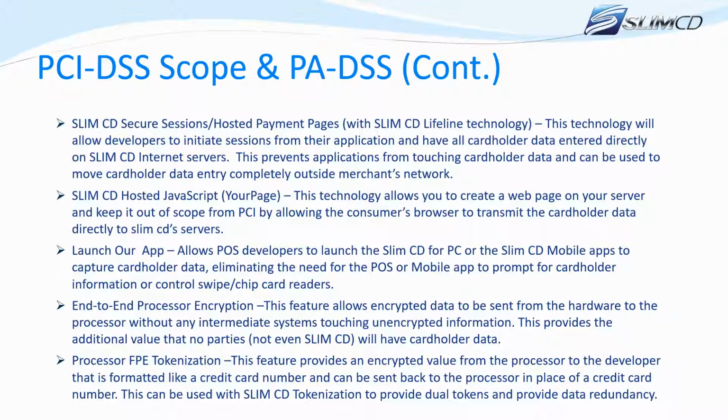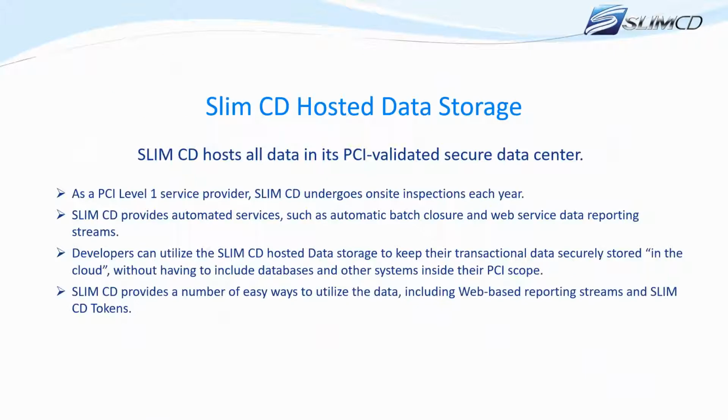We can do end-to-end processor encryption. First of all, with us being one of the endpoints, all the data coming to us is encrypted, and it comes back to you as a token. So there are no parties involved in seeing the data because it's all encrypted. We can also provide tokens from the processors themselves. If your processor supports tokens, you'll get back two tokens, a Slim CD token and a processor token. You can store both of those to give you some redundancy. It's a great backup.